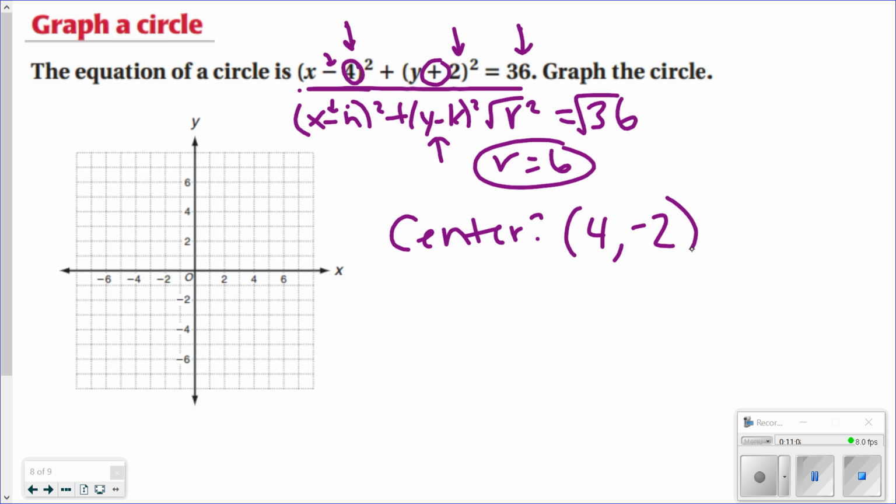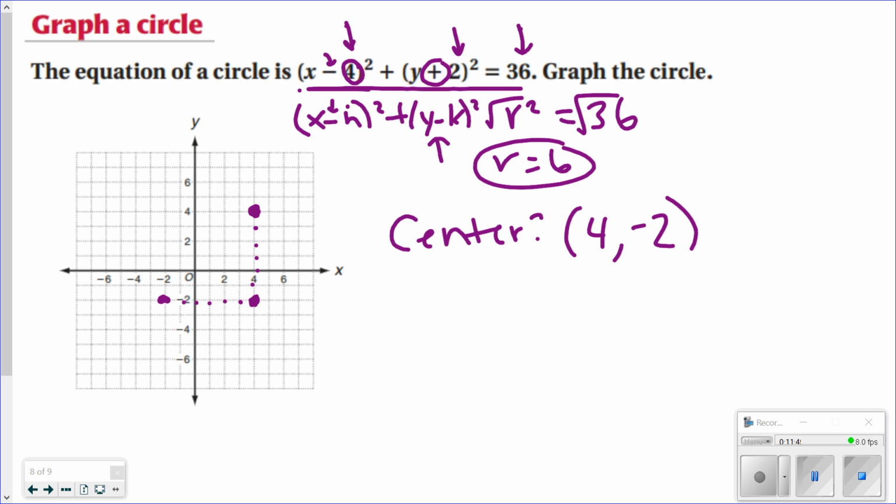Now I need to graph this. The first thing I want to do is graph 4, negative 2. So there's my center. And now I want to use my radius of 6 to figure out how large this circle is. So if I start at the center, 4, negative 2, I'm going to go over 6. 1, 2, 3, 4, 5, 6. That would be one edge of my circle. Let's start back at the center, and let's go up 6 from the center. 1, 2, 3, 4, 5, 6. Here would be my other edge.